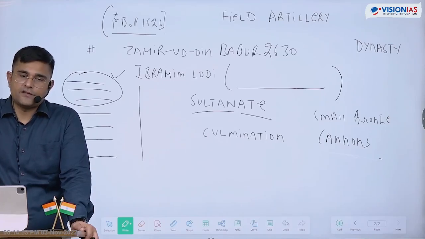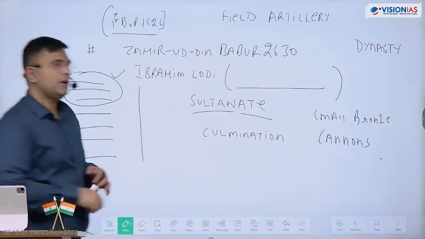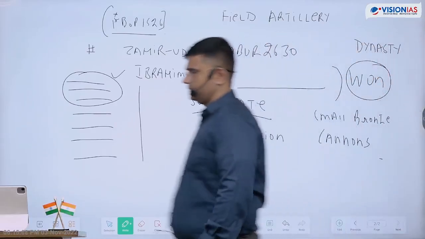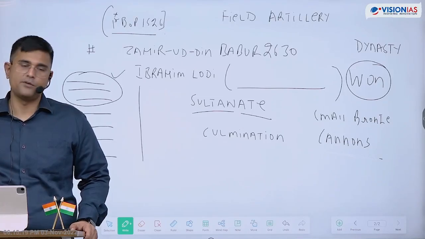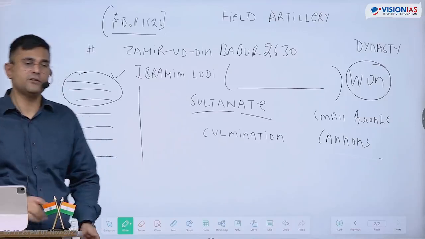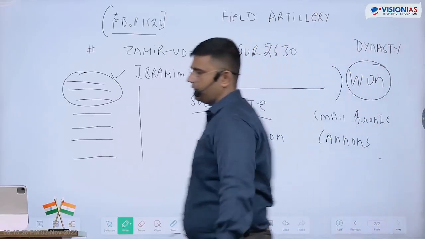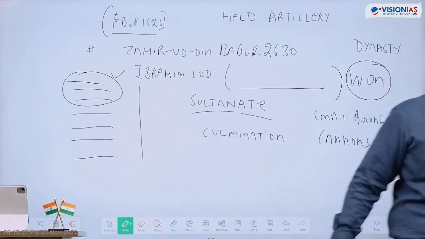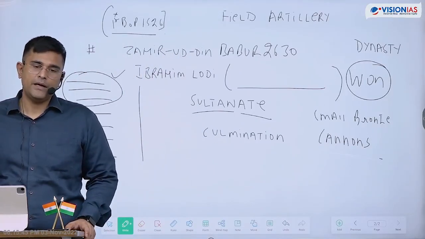Which is why Babur 2630 won despite a smaller army. Therefore, Babur 2630 founded the Mughal Empire in 1526.